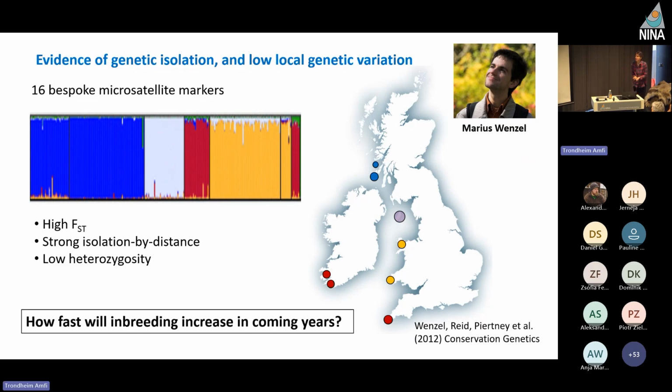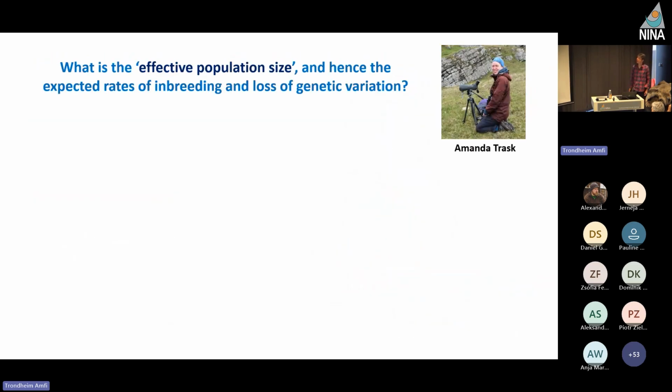So that raises an obvious question in terms of how quickly is inbreeding going to escalate in these populations in the future. And so if it's not the main constraining factor already, how quickly is it going to become so? So this is where Amanda came in again, and she got very interested in trying to estimate the effective size of the Islay population, and so the rates of accumulation of inbreeding and loss of genetic variation.